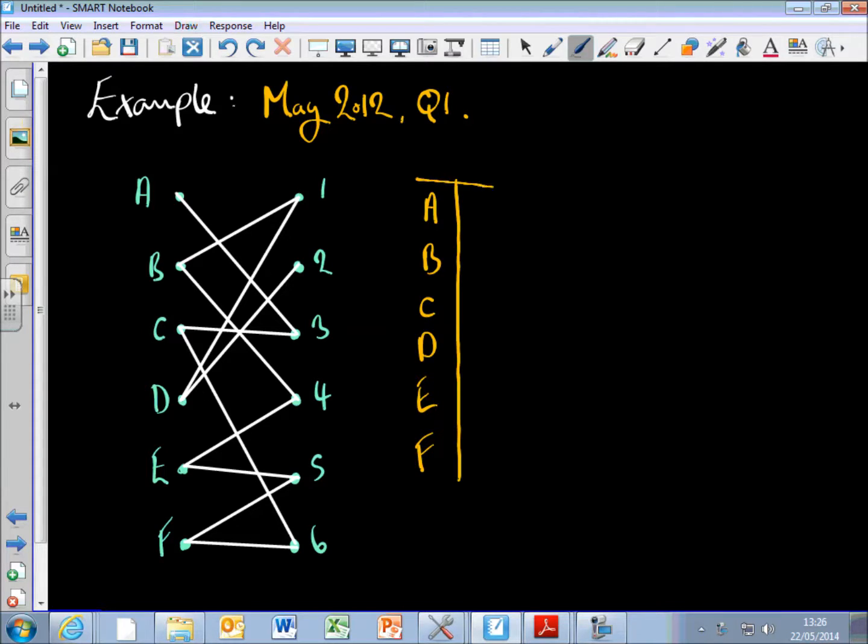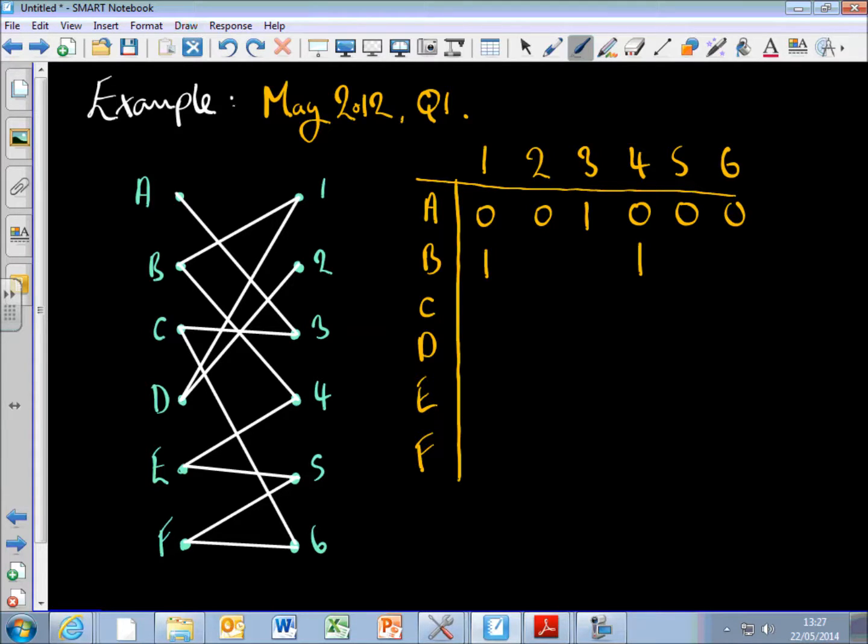Okay. And this is just a different way of representing the same data. So I've got 1, 2, 3, 4, 5, and 6 across the top. Right, A is connected to just 3 and not anything else. B is connected to 1 and 4 and nothing else. C is connected to 3 and 6 and nothing else.